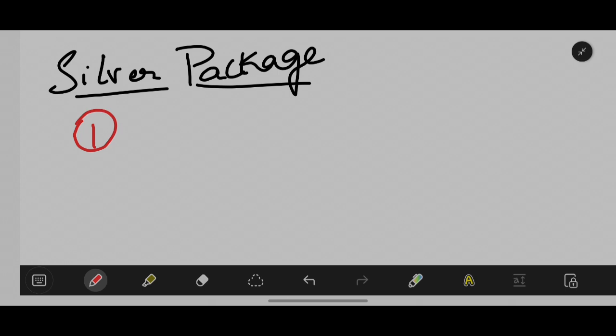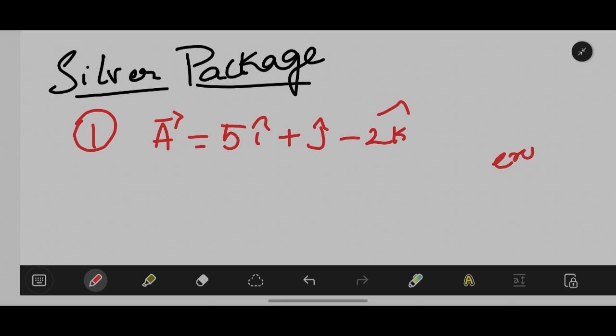Next, we have the silver package. First question, the magnitude of the vector. So the vector is given to us, A bar is equal to 5 i cap plus j cap minus 2k cap. So what is the magnitude they are asking? In the previous video explanation, I have told you how to find the magnitude.